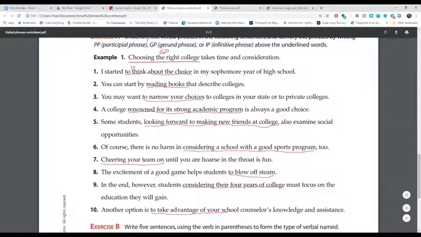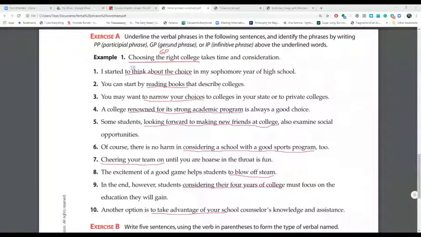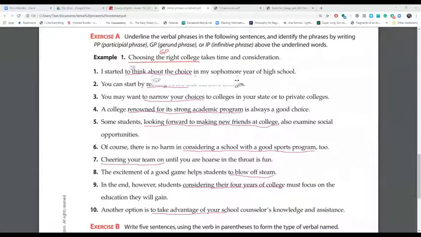Gerund, excellent. This is a gerund phrase. Start by reading books. It is modifying a verb. And number three, you may want to narrow your choices. This one should be easy enough. To narrow your choices. This is an infinitive phrase. So if it has to and a simple form of the verb, then it's an infinitive.